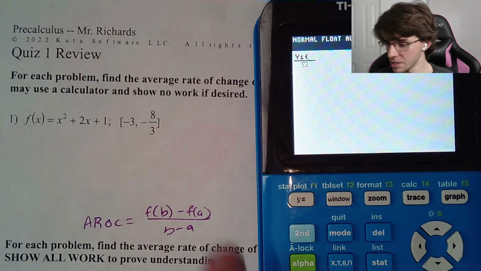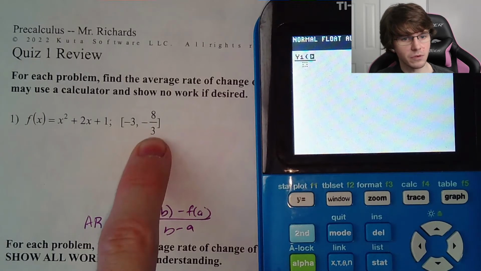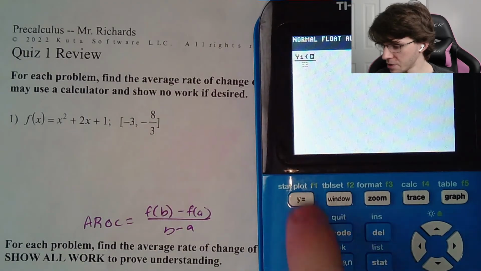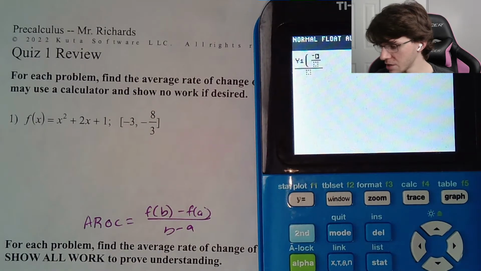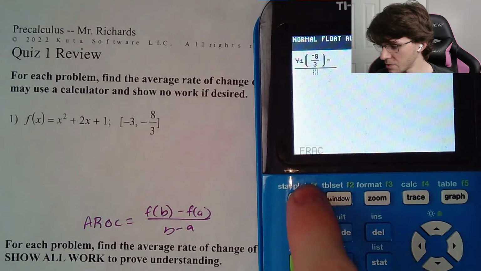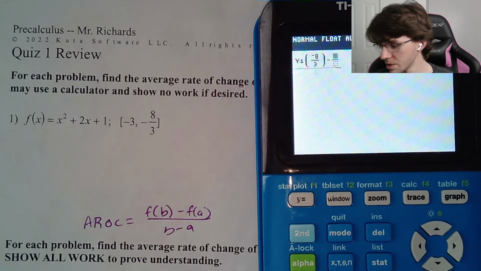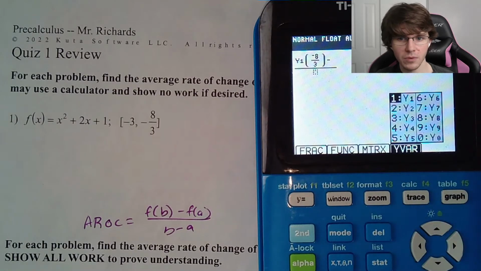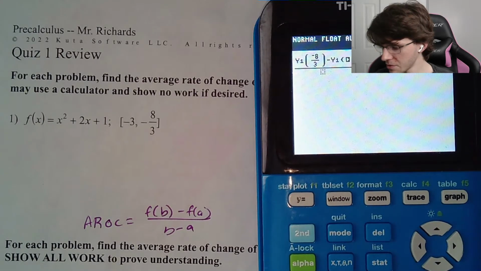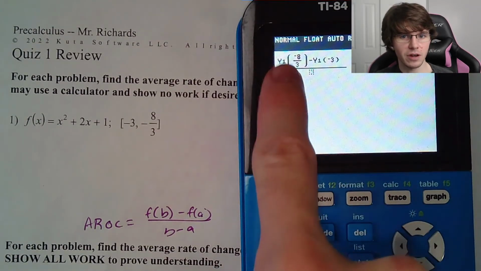B in this problem is the second number that shows up. We have a and b here. A is that number over here for the interval. So alpha y equals, enter for the fraction, -8 divided by 3, parentheses, minus, and now we want to do alpha y equals, oops, that's not what we want. We don't want a fraction yet, so we're going to delete that. We need the alpha trace to get the y1 again, parentheses, -3.